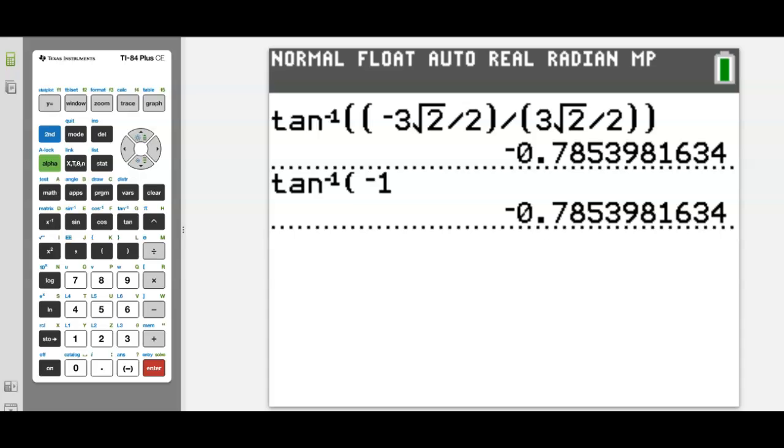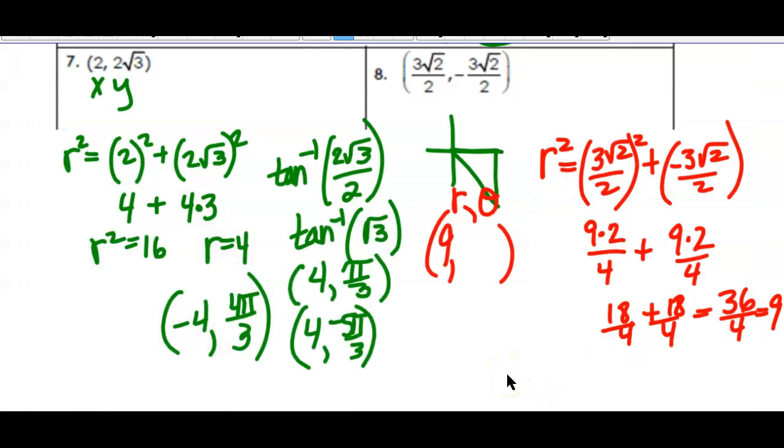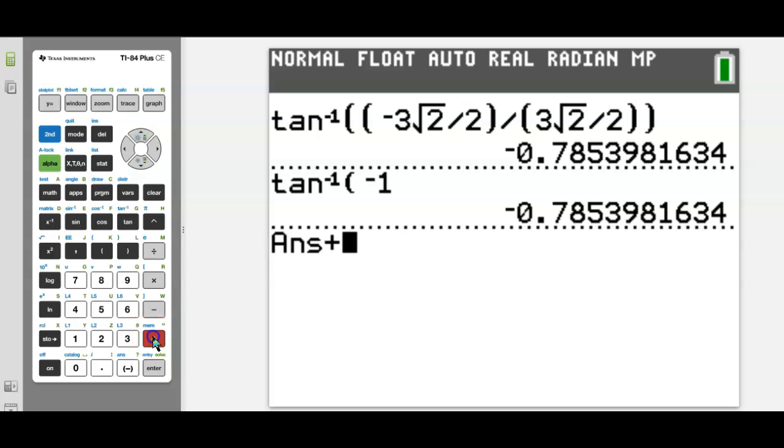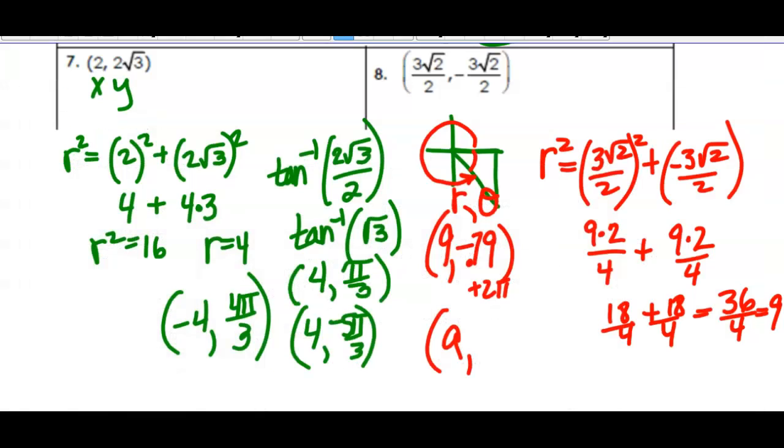All right. So if you want to do a decimal, it's negative 0.79, which is also negative pi over 4. But if you wanted to say I'm going to go all the way around this way, you would add 2 pi to that, and then you'd have 9 and positive 5.49. Oh, we were supposed to do these exact, weren't we?